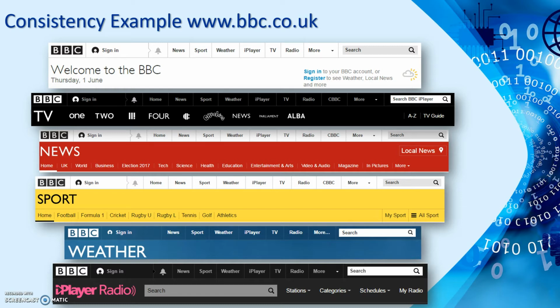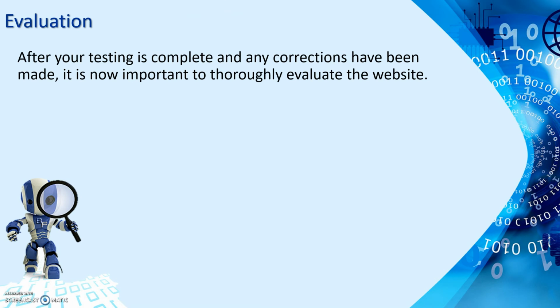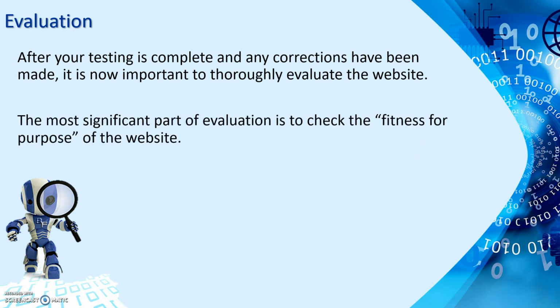Okay, that's consistency. And then finally, evaluation. So after your testing is complete and all the corrections that you need to do have been made, it's now important to thoroughly evaluate your website. And the most significant part of evaluation is to check the fitness for purpose of the website. Now, fitness for purpose just means, does it do what it was supposed to do? Is it fit to do the work or the purpose it was made for? So why on earth did you make the website in the first place? What did you want it to do?